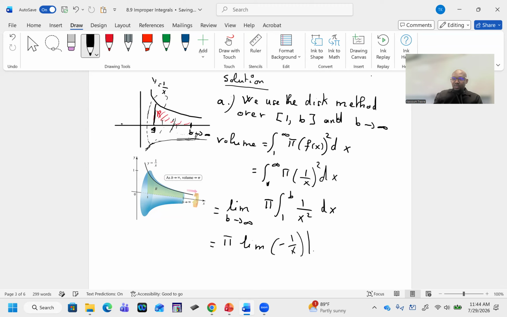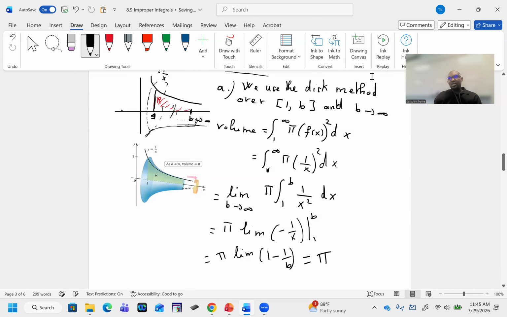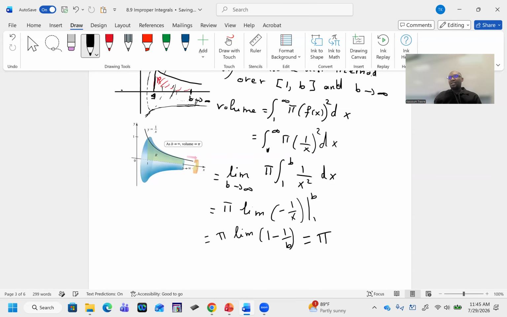From 1 to b. Right, so if I substitute my b, I will have negative 1 divided by b, and if I substitute 1, I will have positive 1, right? So which would be pi times the limit of 1 minus 1 divided by b, which is equal to what? Pi. So the improper integral exists because it gave me a finite solution, and the solid has a volume of pi cubed.